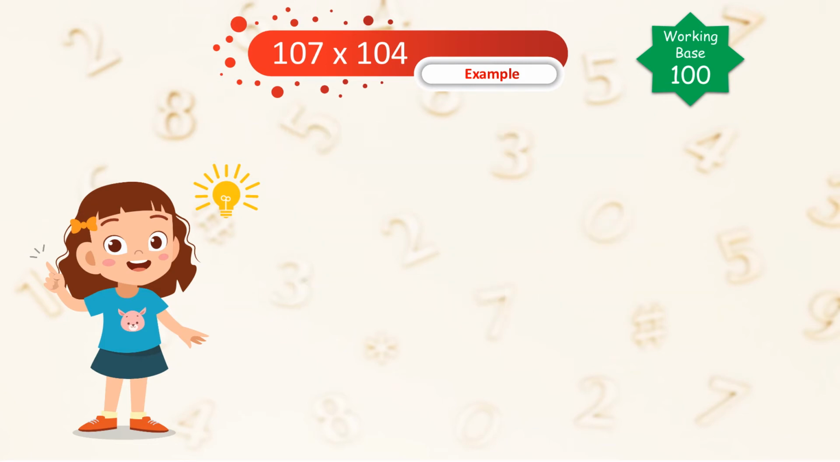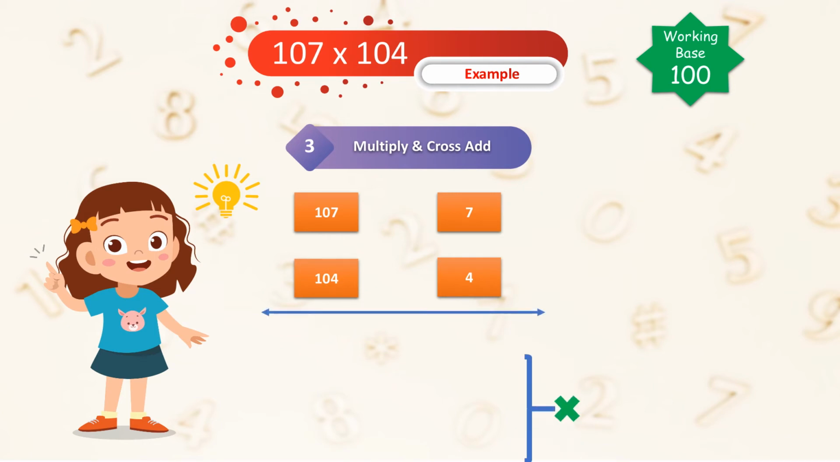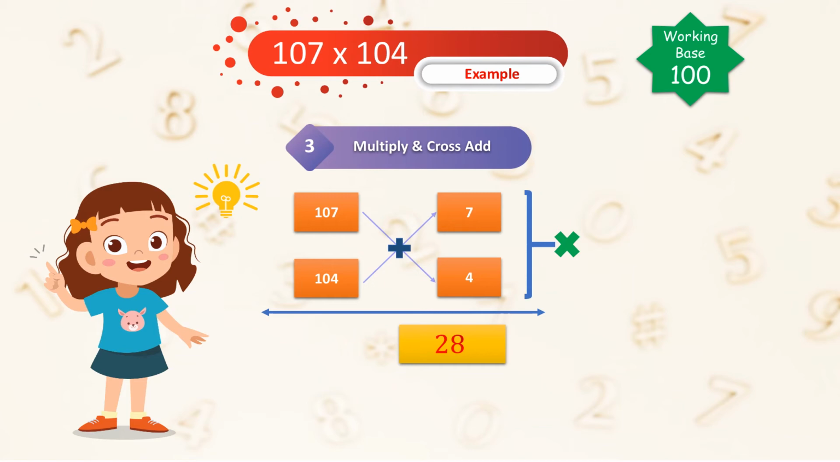In step 3, we take the output of step 2 and we try to multiply and cross add. So the first part here is to multiply 7 and 4. 7 times 4 gives 28. The second part is to cross add 107 and 4 or 104 and 7. In either of these cases, you get 111. As before, 111 denotes the number of hundreds and 28 denotes the number of ones.